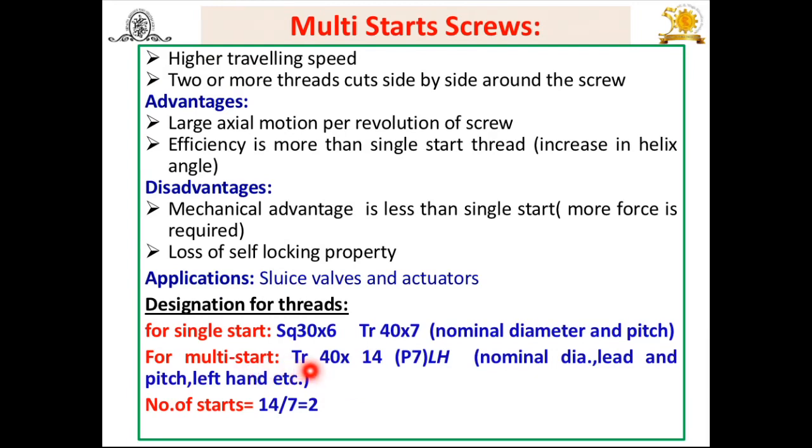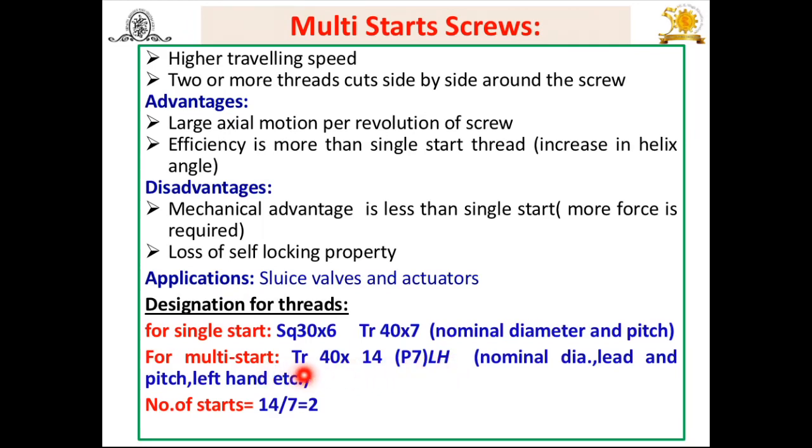So for this multi-start, TR 40 by 14 in bracket P7. 7 is the pitch, 14 is the lead, 40 is the nominal diameter. And in some of the cases, another term is added at the last, that is LH or RH. LH means left hand thread or RH right hand thread. Accordingly it is put here.